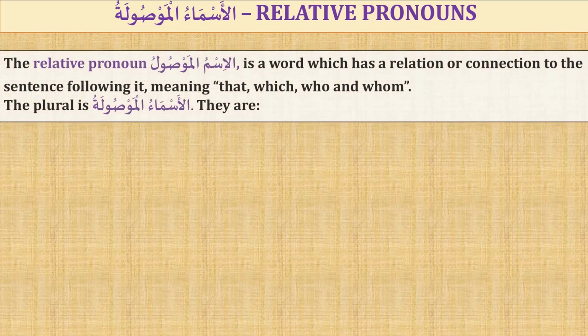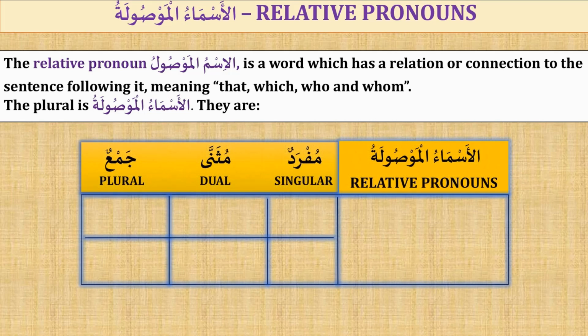In this lesson we are going to learn الأسماء الموصولة, relative pronouns, inshallah. The relative pronoun in Arabic is الاسم الموصول, a word which has a relation or connection to the sentence following it, meaning that which, who or whom. The plural is الأسماء الموصولة. The relative pronouns are as following.